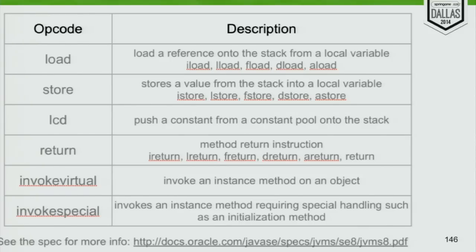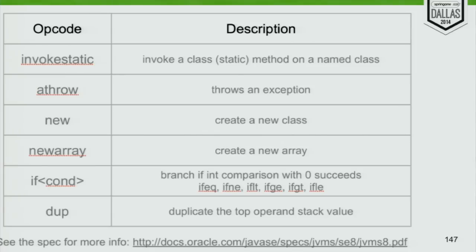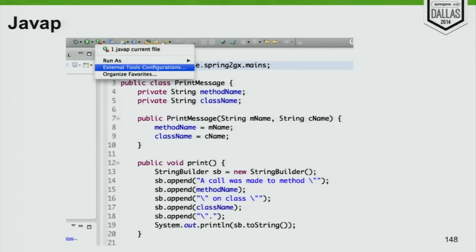And they're parameter specific. So you have an I load. That means you're moving an integer from the stack into a local variable field. And you have an L load. That means you're dealing with a long. There's also things like invoke virtual, invoke special, and invoke static. Those are all ways to invoke various methods, be it instance method, constructor, static method. And there's ways of creating things like new classes using new, duplicate the top operand on the stack. So if this stuff interests you, I encourage you to go look at the JVM spec. It has all the opcodes in it.